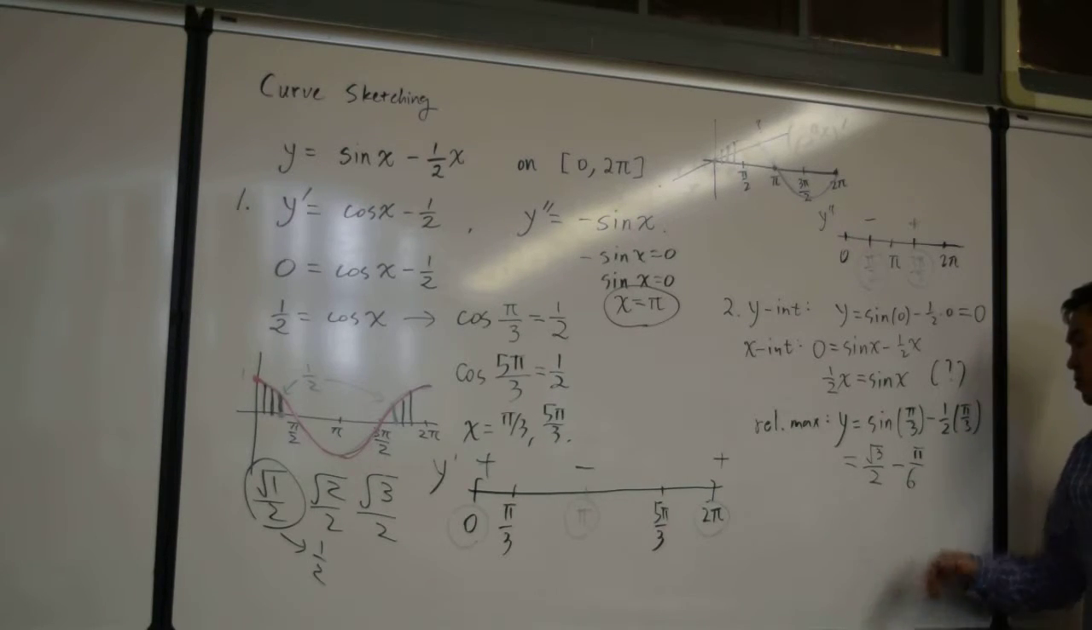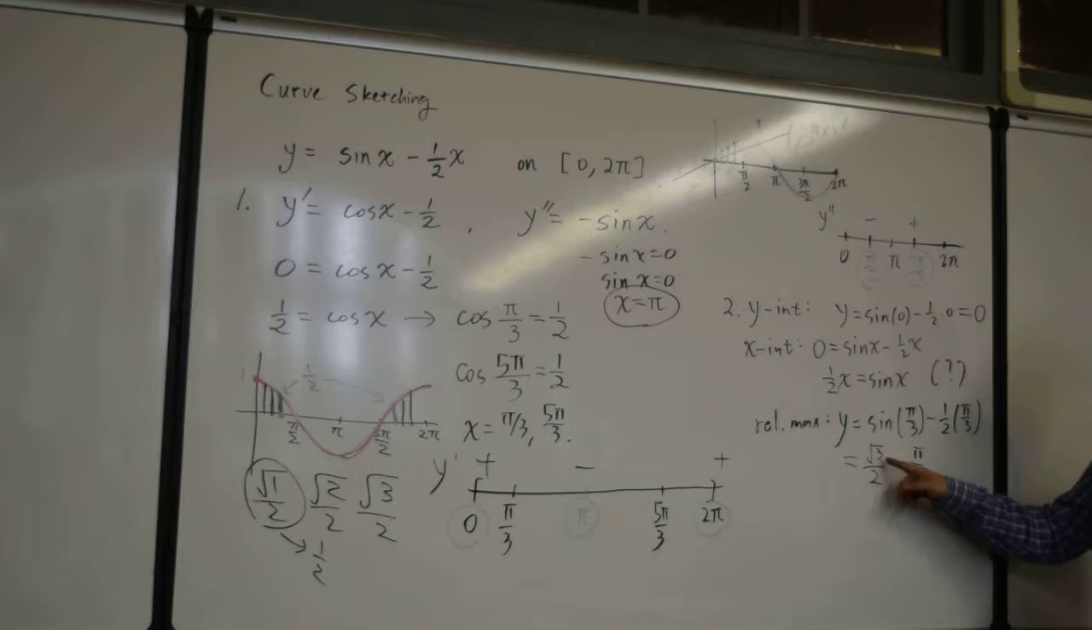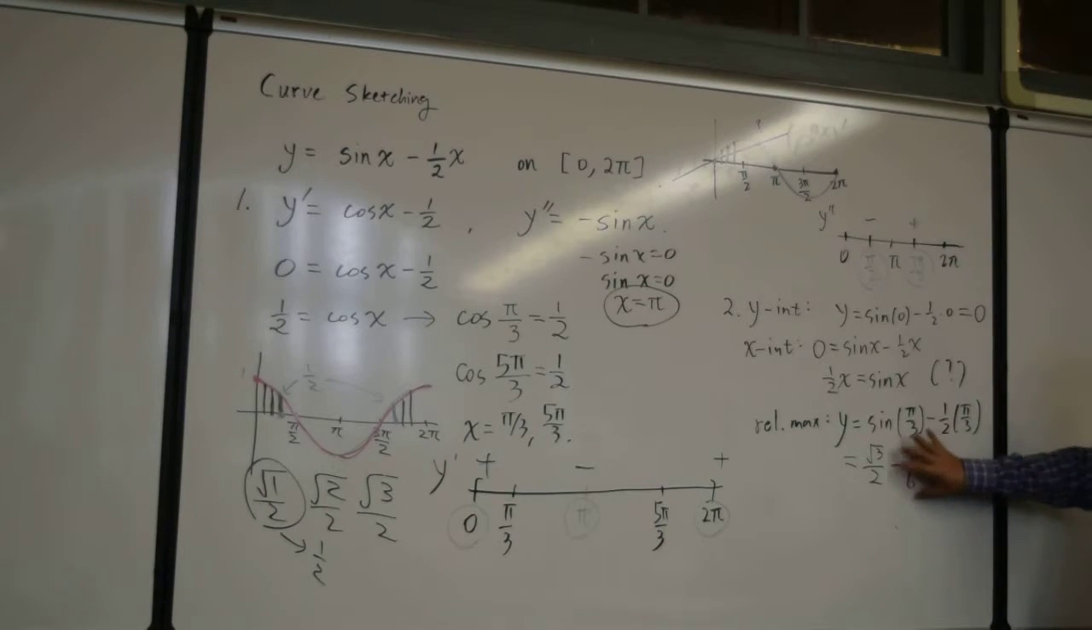Now, to give you some idea of what's going on here, radical 3 is 1.7 divided by 2, so it's about 0.85 something. Pi over 6 is about 0.5, since pi is about 3. So 0.85 minus 0.5 is about 0.3. It's just slightly bigger than 0.